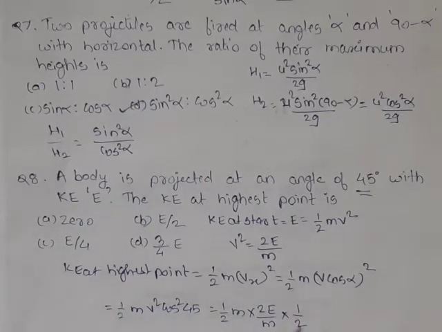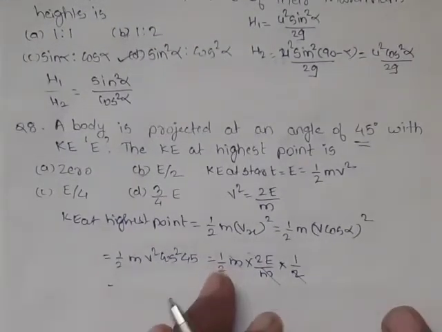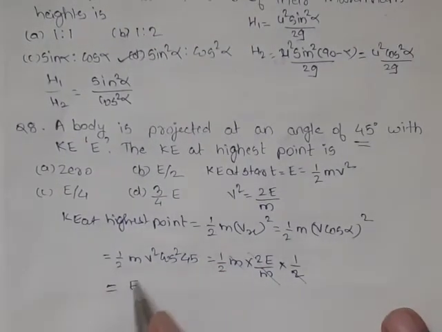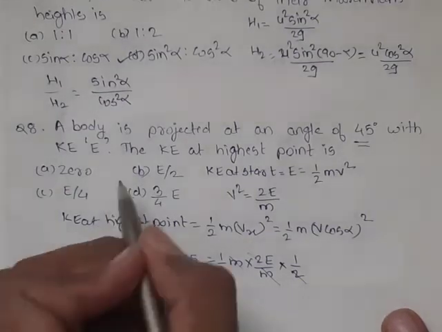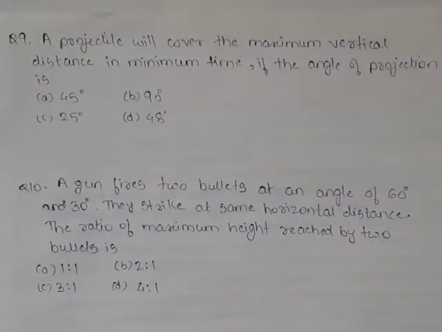So now finally we'll cancel all the terms. So this half and half get cancelled, this m and m get cancelled. So finally kinetic energy at highest point is nothing but E by 2. So for question 8, option B is correct. This is E by 2. Now we'll see question 9.